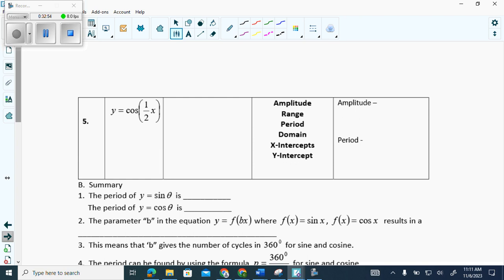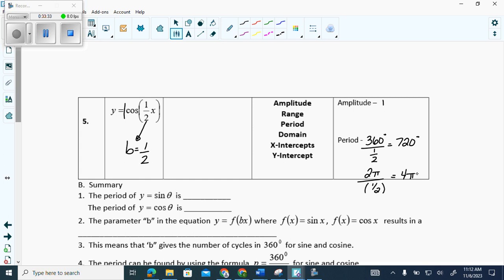And 5, what's my amplitude? 1. And then what's the period? Well, this is B. B equals 1/2, so that is not the period. The period is 360 divided by B, which is 720. Or 2 pi divided by 1/2, which is 4 pi. Or you could consider it as a horizontal stretch. I'm horizontally stretching it by 2, so 360 is becoming 720, 2 pi is becoming 4 pi.